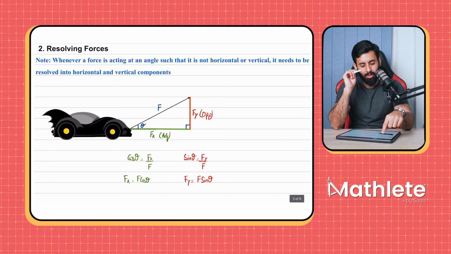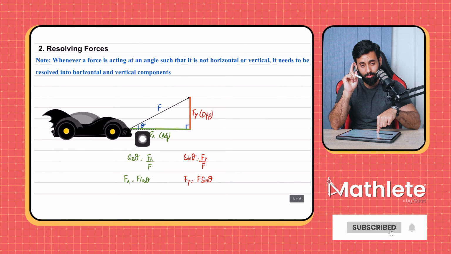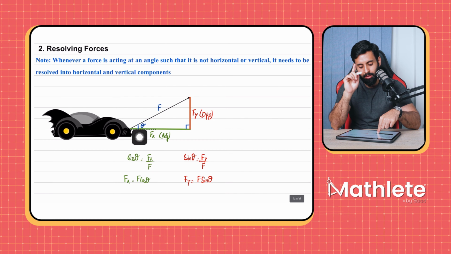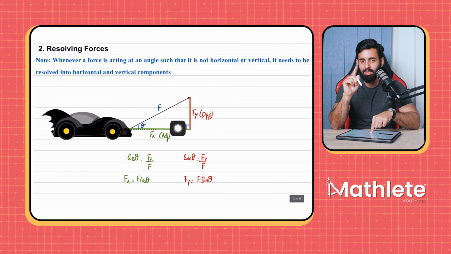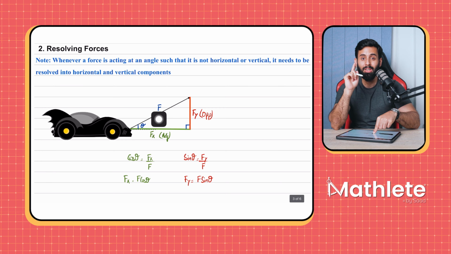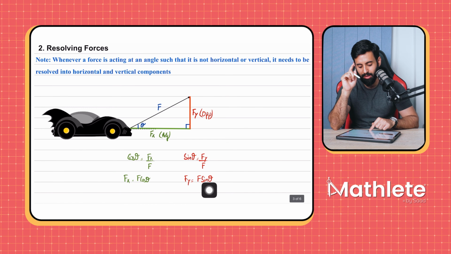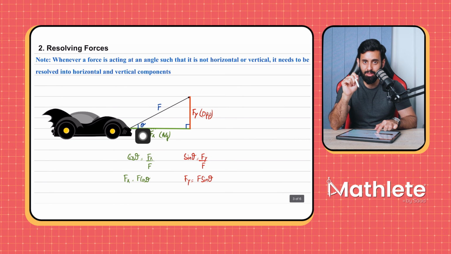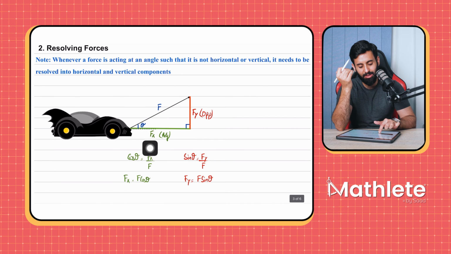Remember this one simple rule, which will save you a lot of time. The component that is always opposite the angle that you're using will be equal to hypotenuse into sine of the angle that's given. Or in other words, the component that's opposite the angle will always have sine in it, and the component that's always adjacent to the angle will always have cos in it.